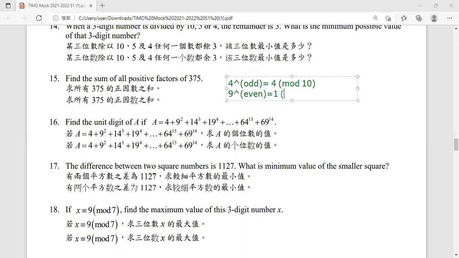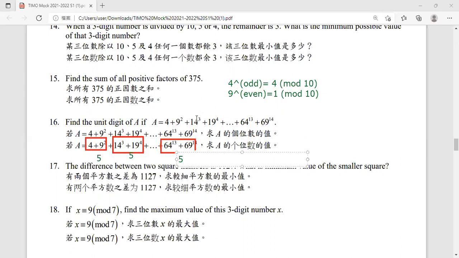So it will be 9 times 9 is 81, and 81 times 9 is something like 729 with an end of 9. So 9 to the power of even will be 1 more 10. Okay, so you add them all up. So this is for this one. So we'll have an ending of 5 here. This is a 5. This is another 5. All of them will pair up. You can get all 5s here.